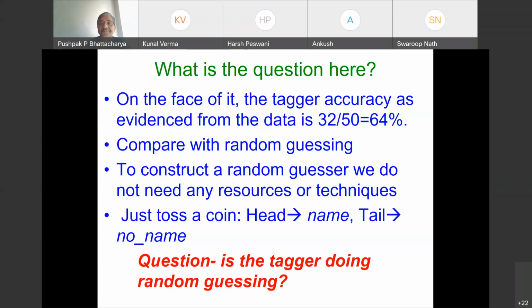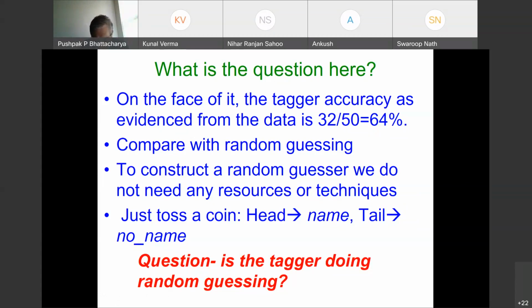I'll also add one point to Saruv's question. Head is not the only thing contributing to accuracy. Even if you are tossing a tail, and if the ground truth is no named entity and it's a tail, it's also contributing to accuracy. It's not only head.